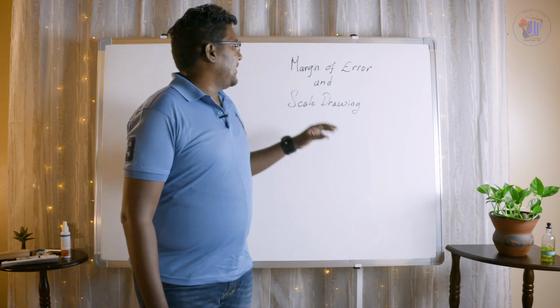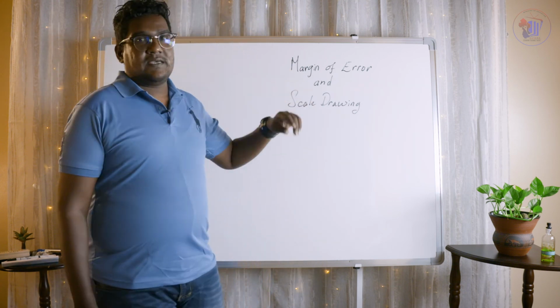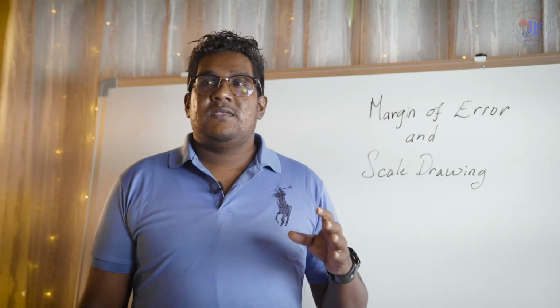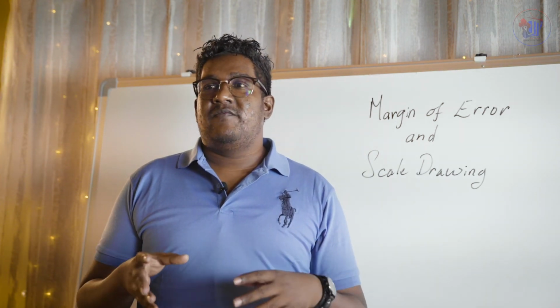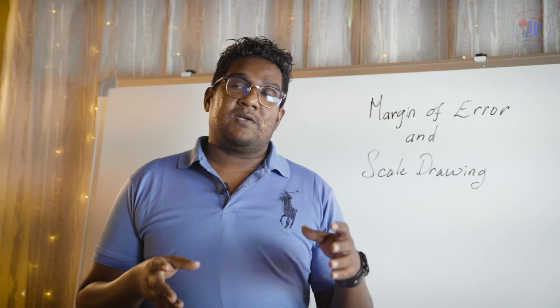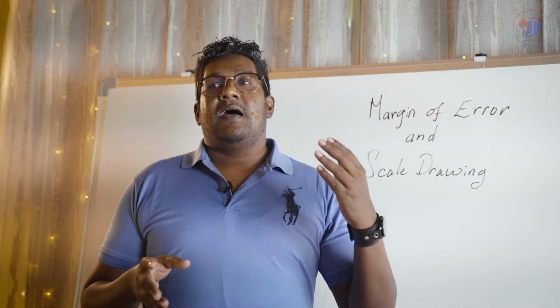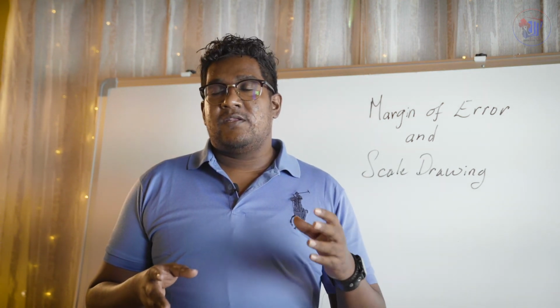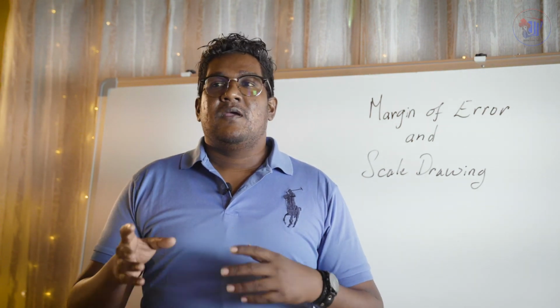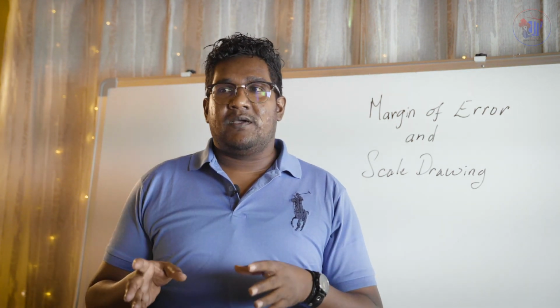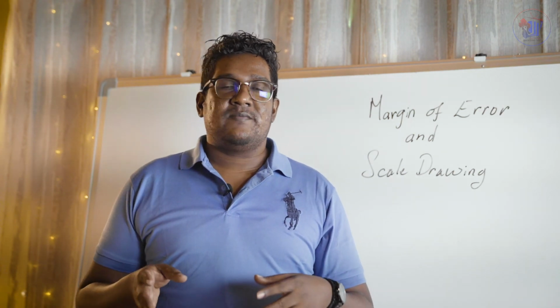In today's lesson, we looked at margin of error and scale drawing. We used the absolute errors to calculate the maximum and minimum lengths of given objects, and we looked at some steel rod, and we looked at area and used margin of error to find the maximum area and the minimum area, and compare that with the actual area or the actual length of the objects.